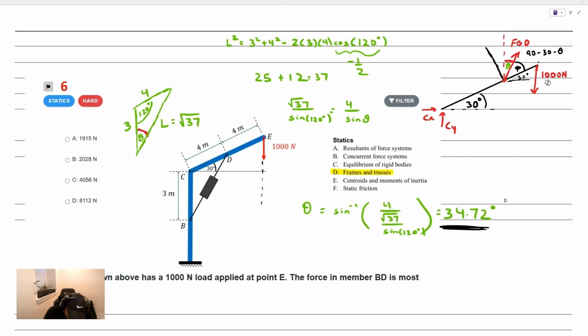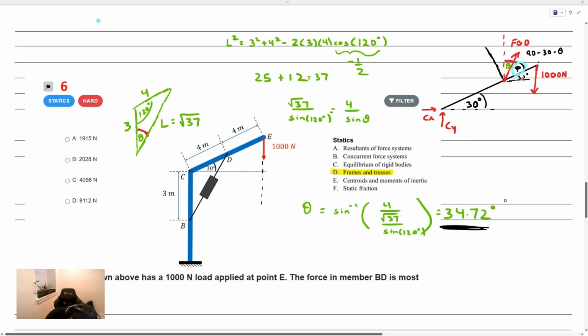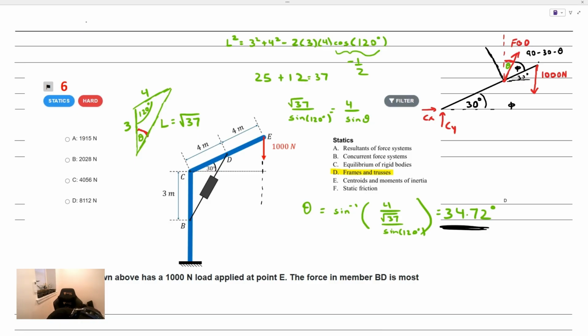Okay, so we're going to go ahead and finish up this problem now. You can see that I labeled that angle right here, the angle of interest that we need to be able to break down FBD into a component which is parallel to the member and perpendicular to the member. I labeled that as angle phi. 60 minus theta, where theta is given down here as 34 degrees. 60 minus theta is around 25.3 degrees. So let me just label that. Phi is 25.3 degrees.